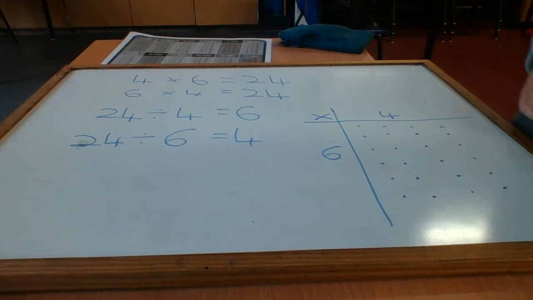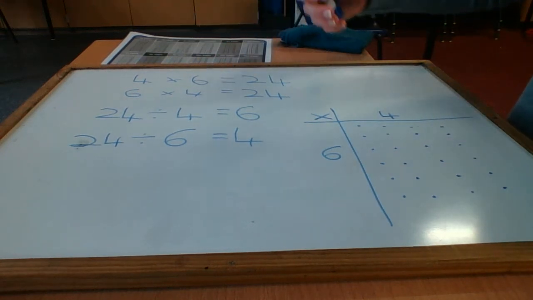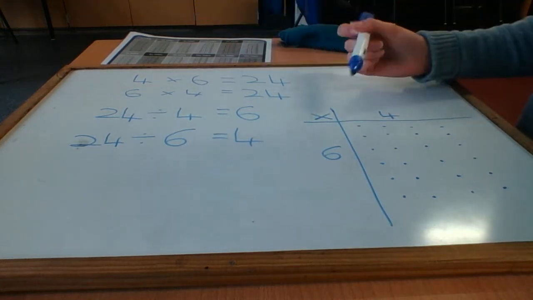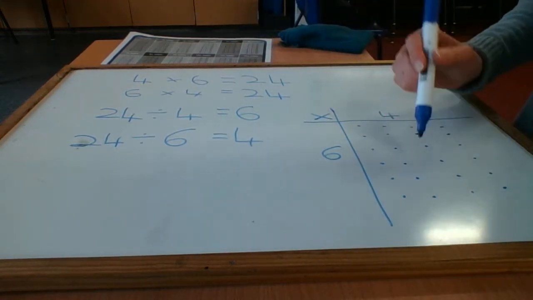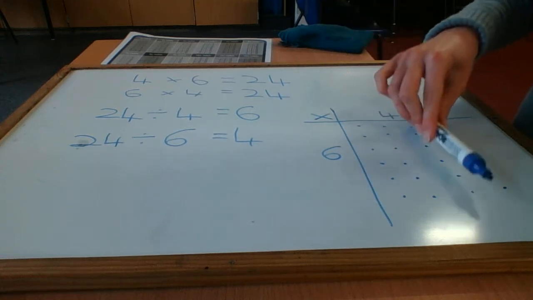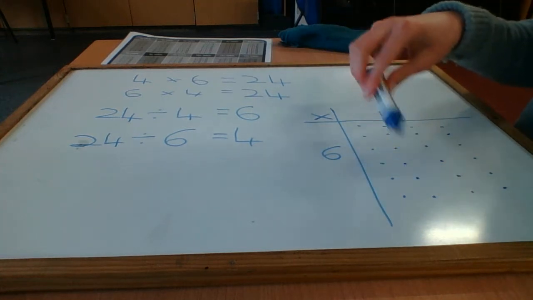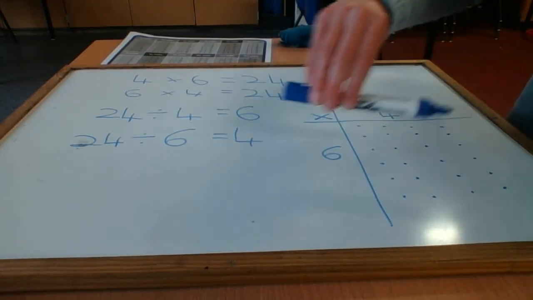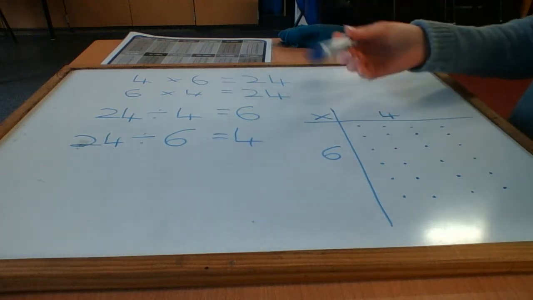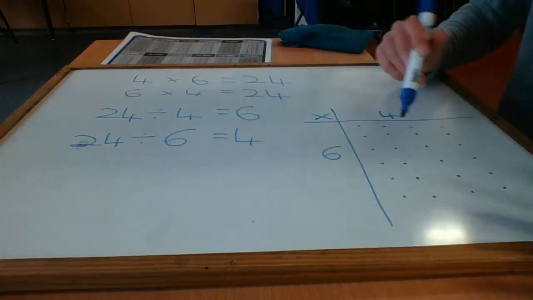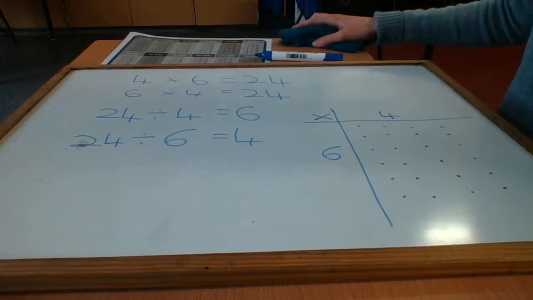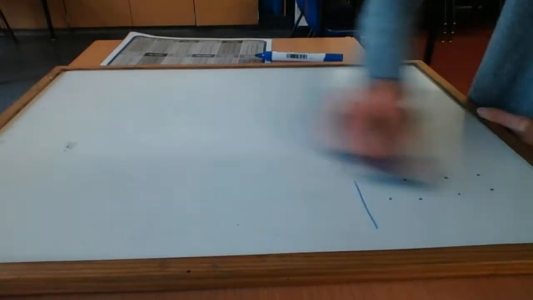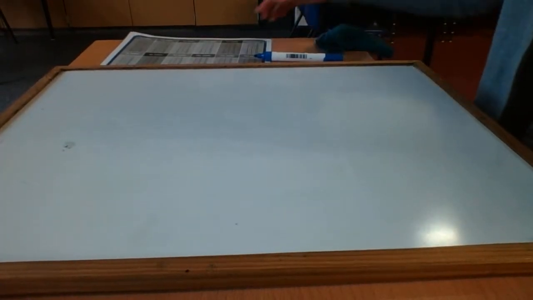So this is 4 times 6. 4 lots of 6 is 24. 6 times 4. 6 lots of 4 is 24. And division, 24 split into 4 groups is 6 in each group. 24 split into 6 groups is 4 in each group. So that's how the array works. So if you find that really, really tricky, you can still draw an array to help you. Just like yesterday. Sorry about the shaking of the camera there, the table's a bit wobbly.